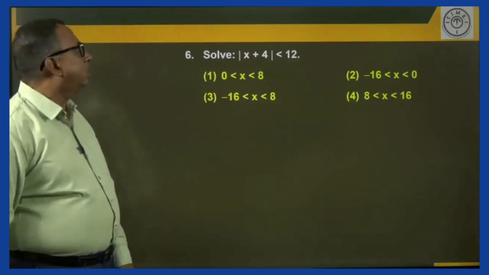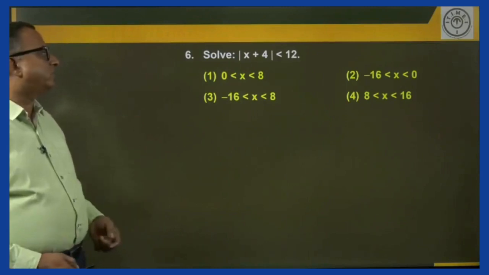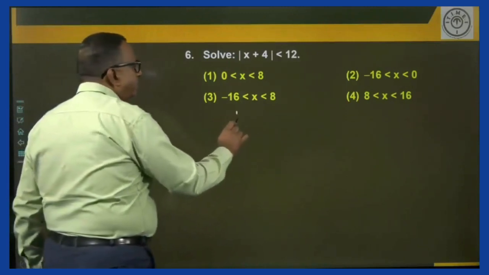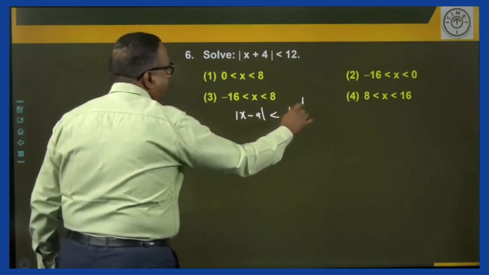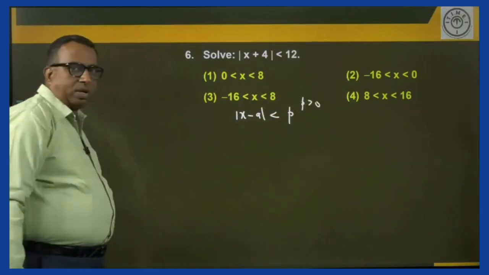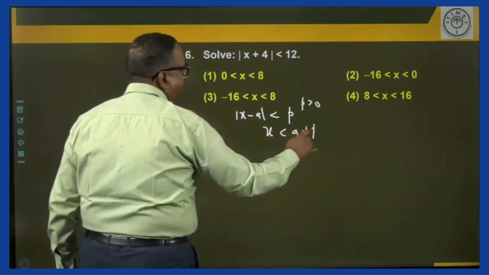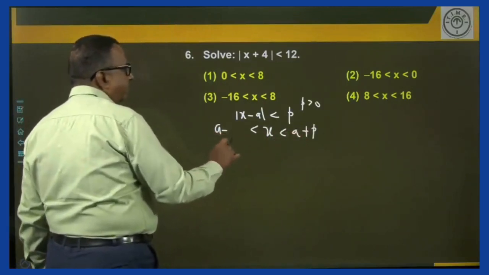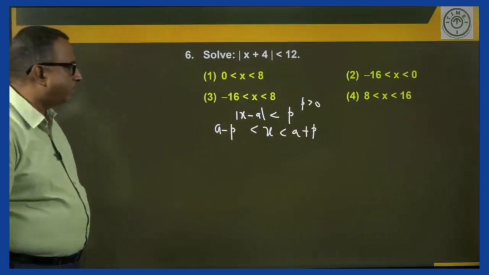This is the next model, mod x plus 4 less than 12. This is again a standard result that we have: whenever you have mod x minus a is less than p, where p is a positive quantity, x always lies between a minus p and a plus p.